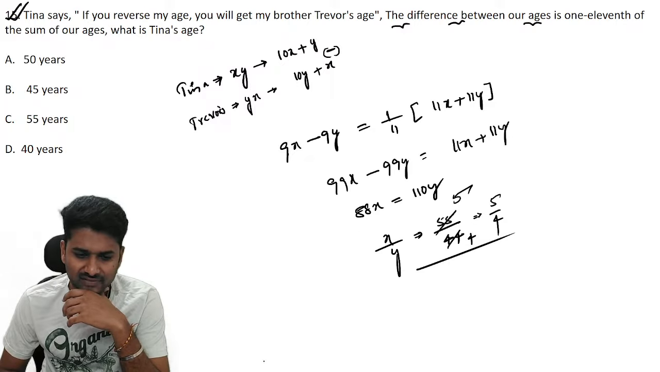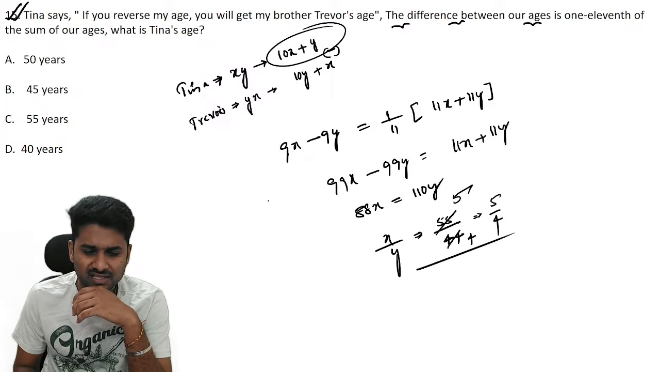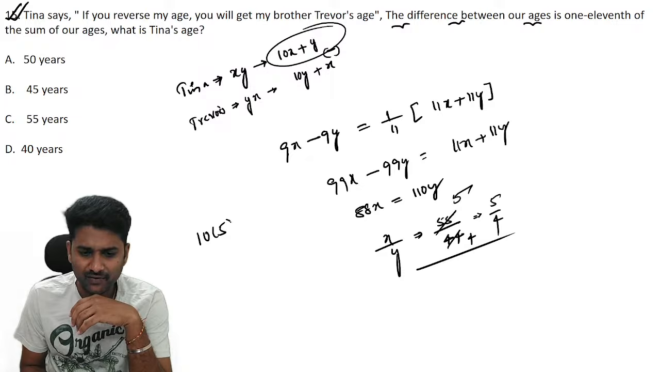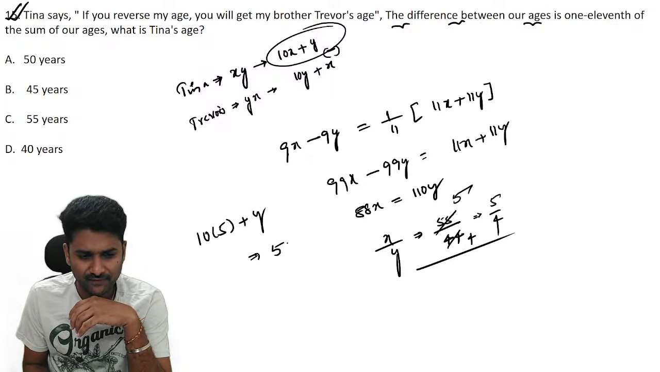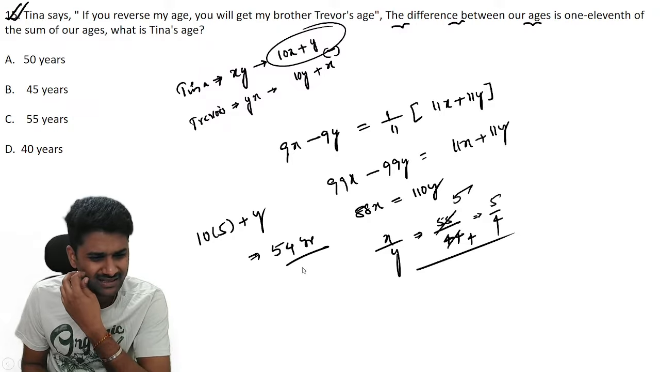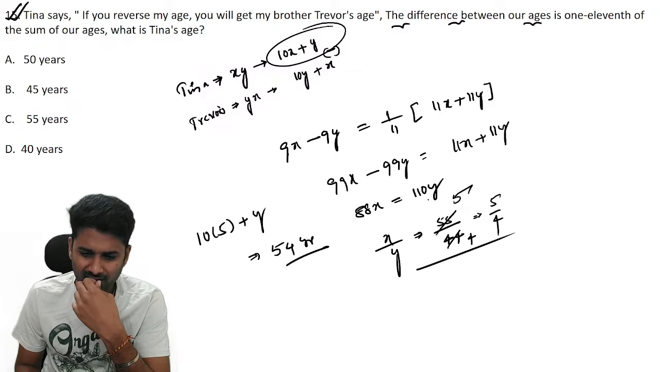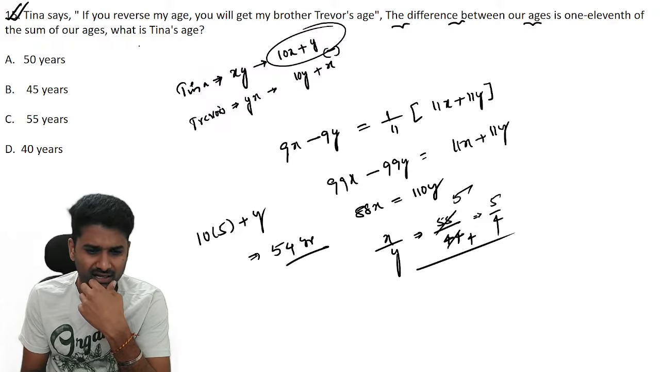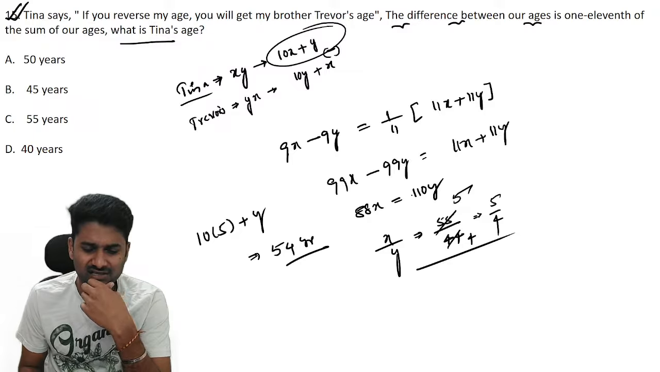Now you have the x and y values. The question is, what is Tina's age? Tina's age is 10x plus y. So 10 into 5 plus y, which is 4. So the answer is 54 years. Again, x by y is 5 by 4. Tina's age is xy, so 10 into 5, 50, plus 4 is 54.